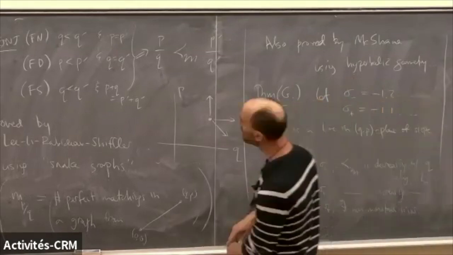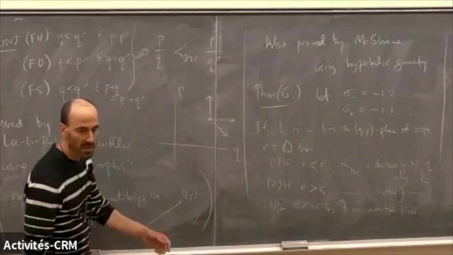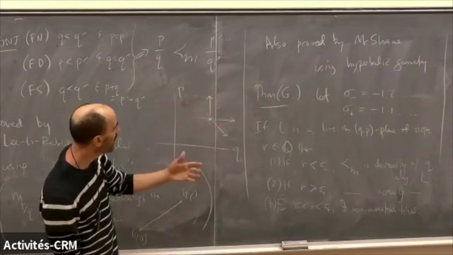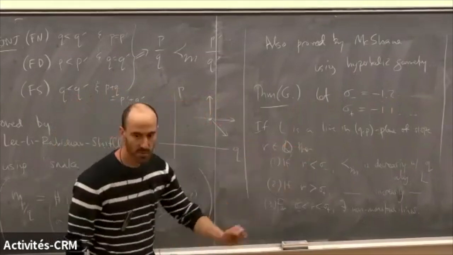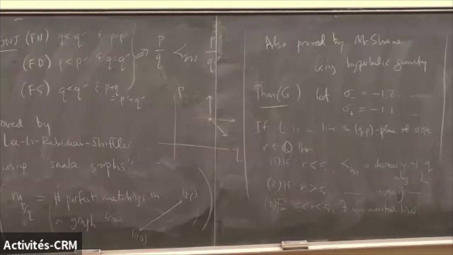So this is a characterization of what happens along lines in the QP plane. Aigner cared about lines of slope 0, infinity, and -1. And this is saying, well, actually, you could compute what happens along lines more precisely if you follow the hyperbolic techniques of McShane. Any questions?